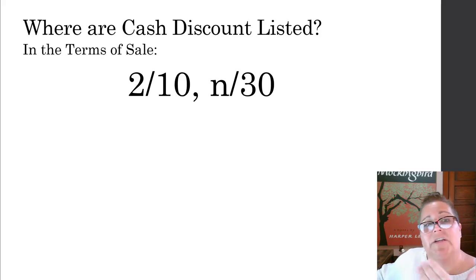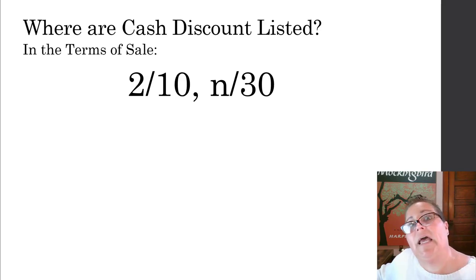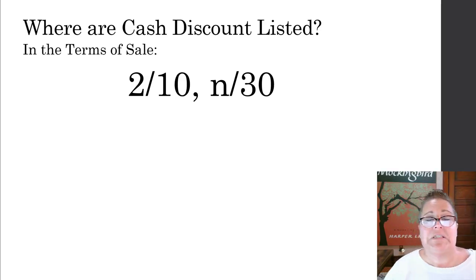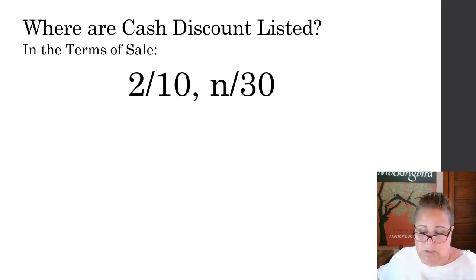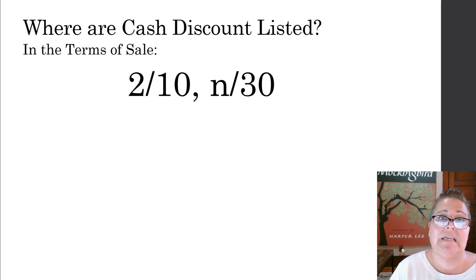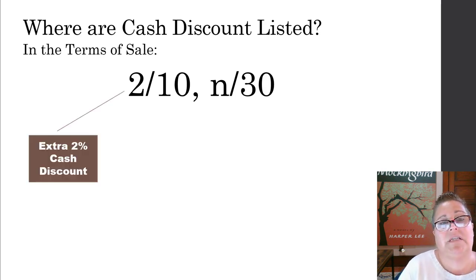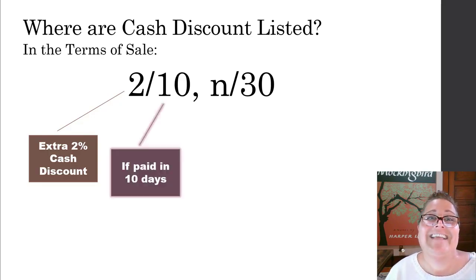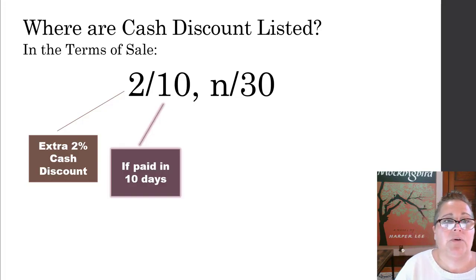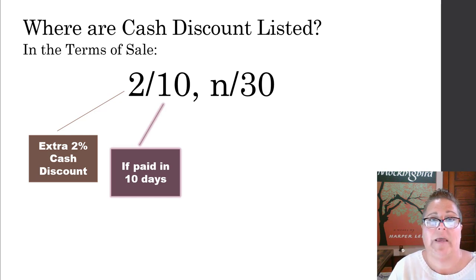2/10, N/30. So what does it mean? Each one of these 4 parts, the 2, the 10, the N, the 30, have a very specific meaning based on their placement. The first number, the 2, in this case, the 2 indicates the amount of the cash discount. So this is a 2% cash discount if paid in the first 10 days of the grace period. So the 2 and the 10 indicate the amount of the discount and how long you have to pay it.